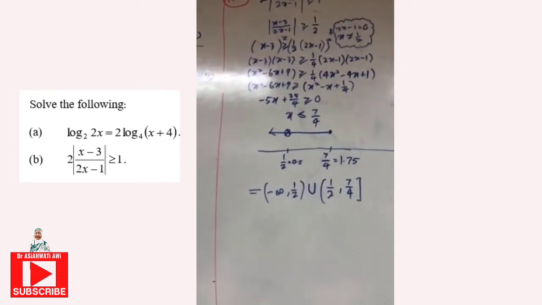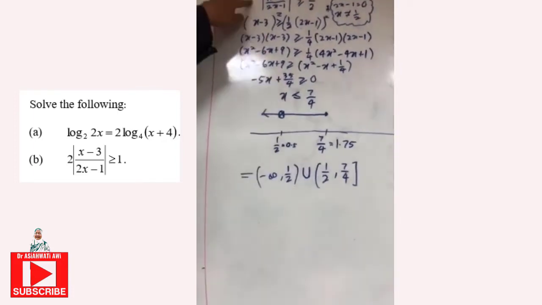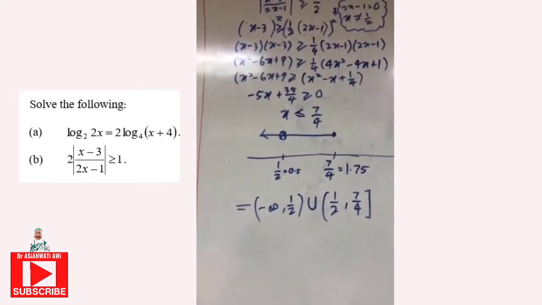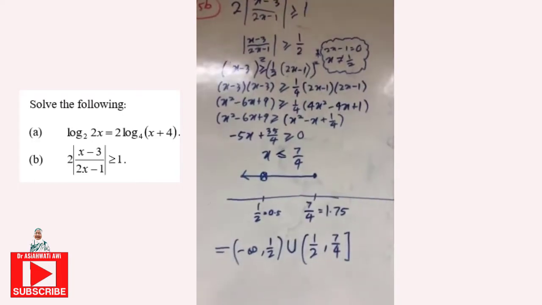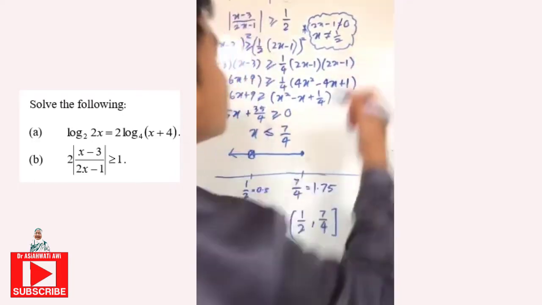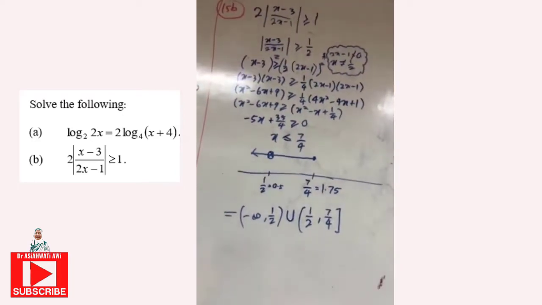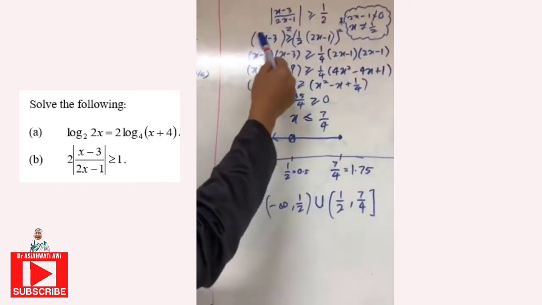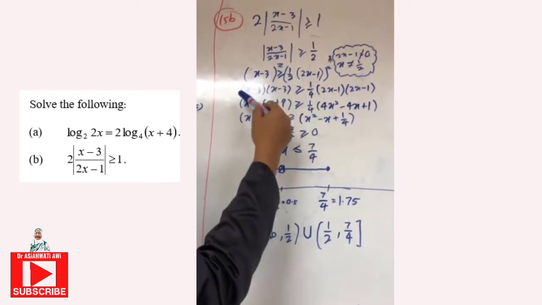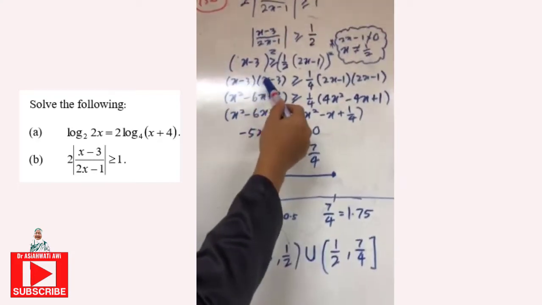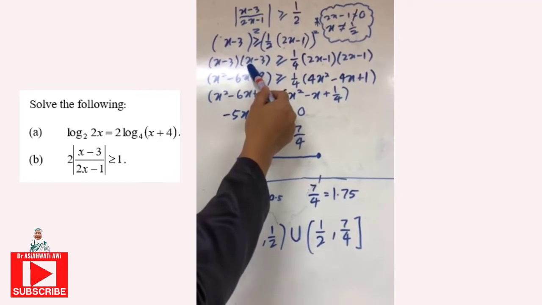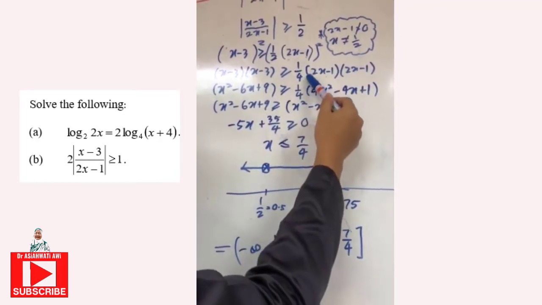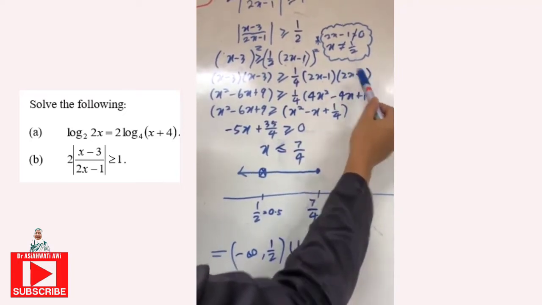What happens when it is equal to 0? We will get undefined. Undefined, right? After we bring this term to this side, we square both sides, and we will get x minus 3 times x minus 3 greater than or equal to 1 over 4, 2x minus 1, 2x minus 1.